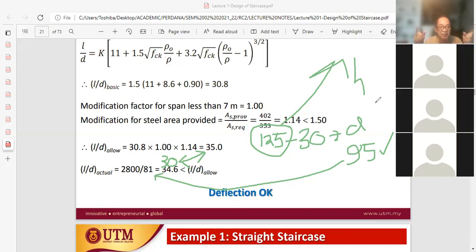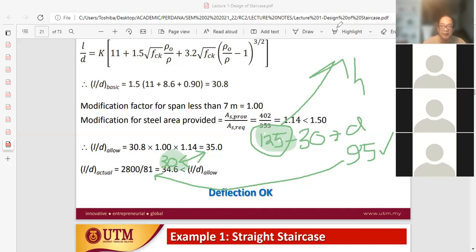For each slab ada shorter dimension, ada longer dimension. So L di situ, L over 30 tu, L is referring to LX, the shorter dimension. Bagi D equal to 30. So from there kita dapat thickness, suitable thickness for slabs. Right? So in this case for staircases, kita gunakan L over D 30, maka it seems that 125 is a more workable punya thickness, because from 125 we obtain our actual L over D is only 30 compared to the allowable, which is 35.